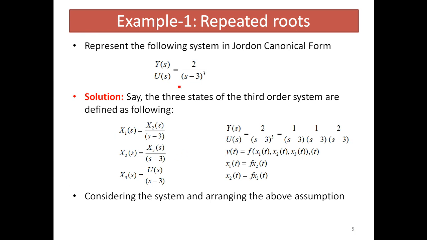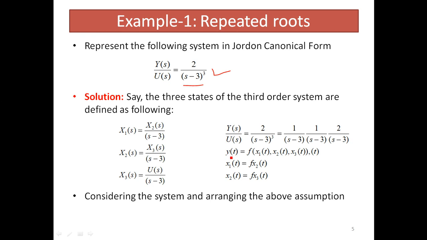So in this example, as you know, Ys over Us equal to 2 over (s minus 3) cubed. So it is obvious that 3 roots are there of the third order system, located at s equal to 3. So this is a repeated root at position 3, right? So how would we be able to analyze or define the states in case of repeated roots? As the order of the system is 3, the number of states would be 3, but the roots are repeated. In that case, each and every state would be a function of the other state.